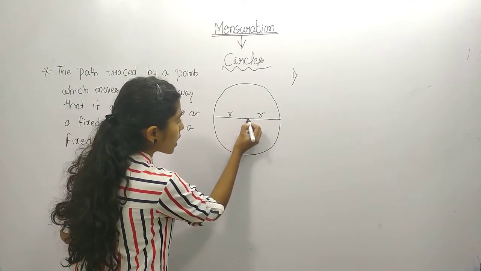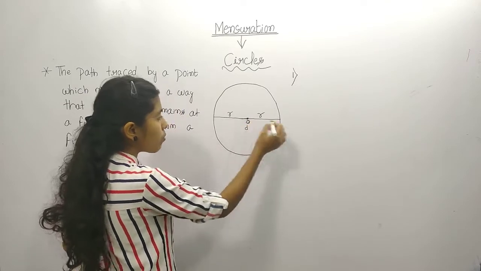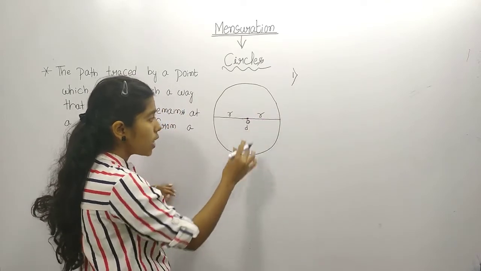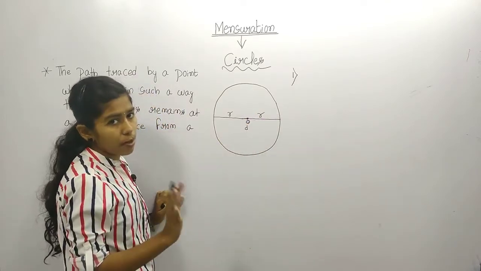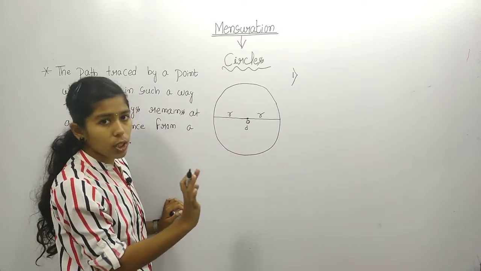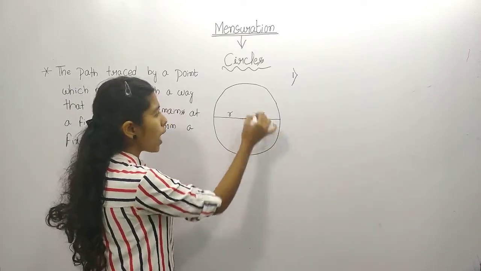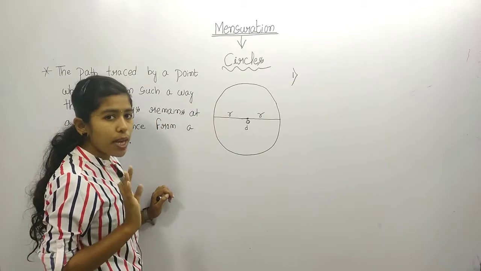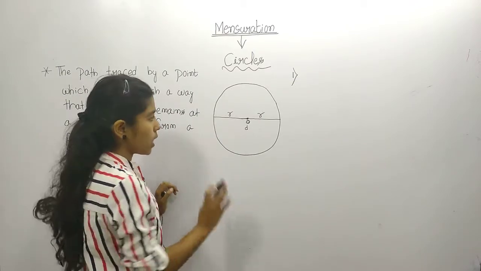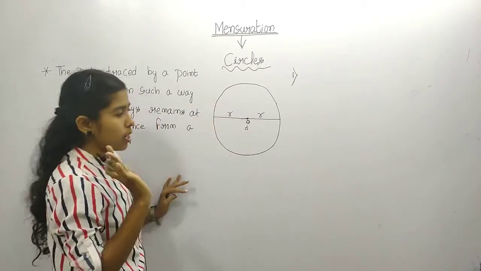Means you see here the point is there. Wherever you draw the line, the distance should be fixed. The distance should not change. Wherever you draw any line, the distance should be the same. It should be fixed. This is the definition of a circle.